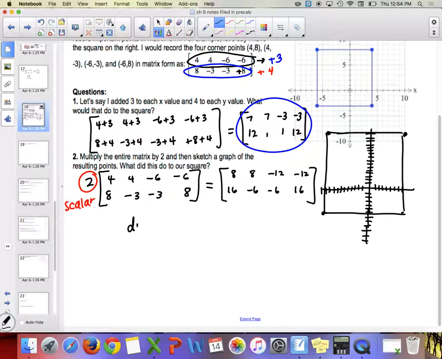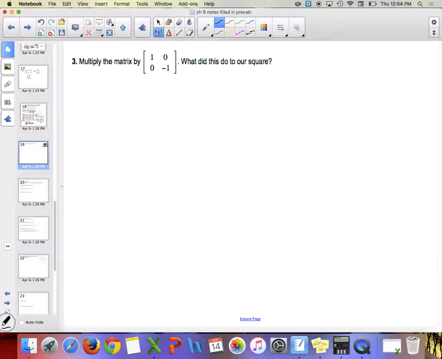We call this a dilation. A dilation by 2. So the length was multiplied by 2, and our height was multiplied by 2. All right, so what if I multiplied our matrix by 1, 0, 0, negative 1?